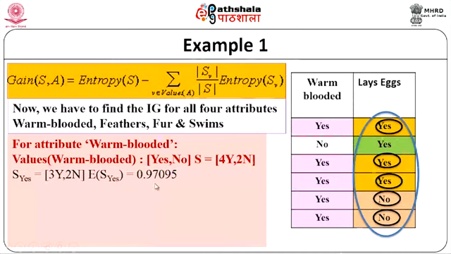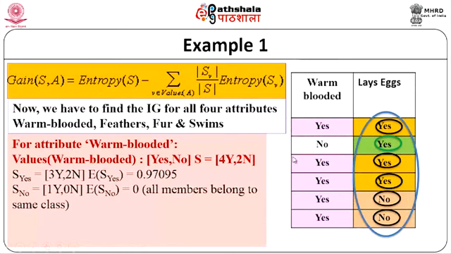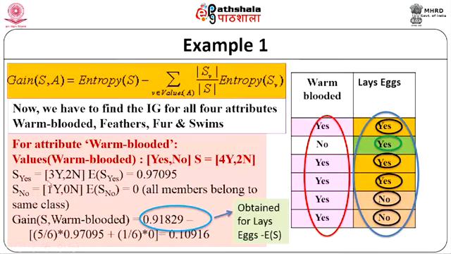The entropy for this is 0.97095 using the entropy measure. For no, there is only one no and that one is a yes, so the entropy is 0 because all members belong to the same class. For entropy, remember, if all members belong to the same class, the value is 0. So now you have to find the information gain.